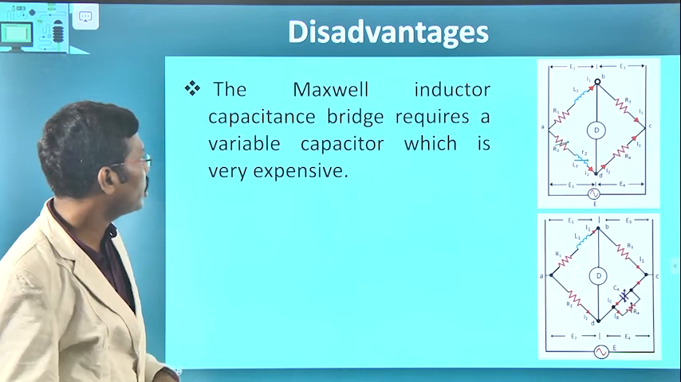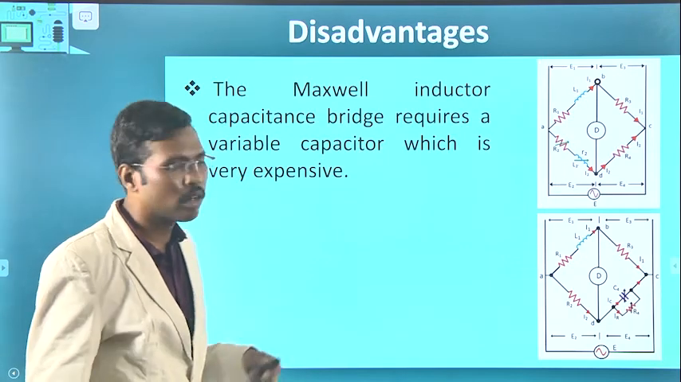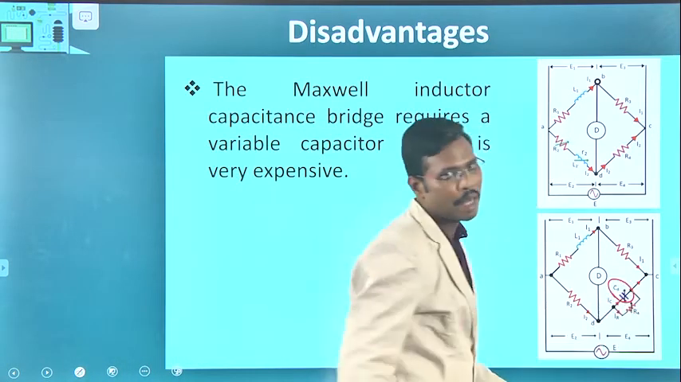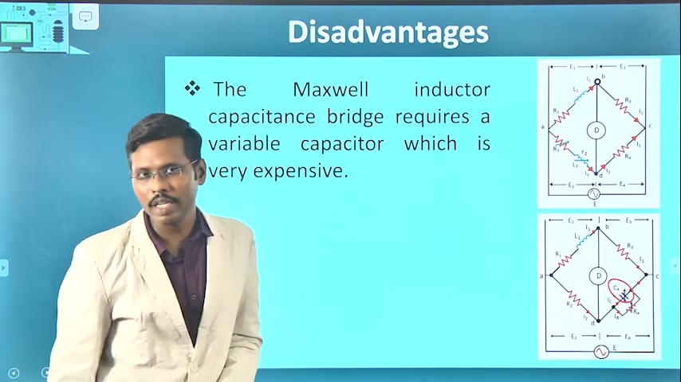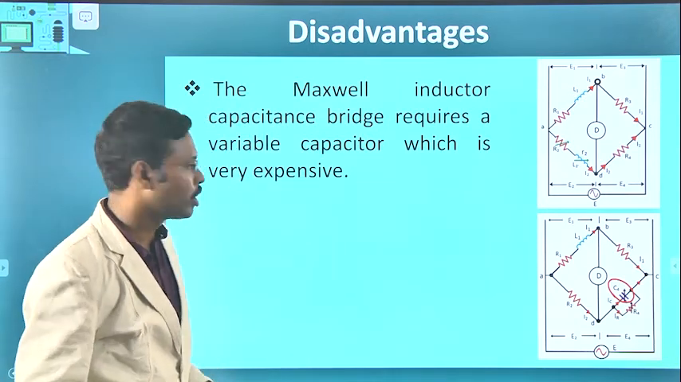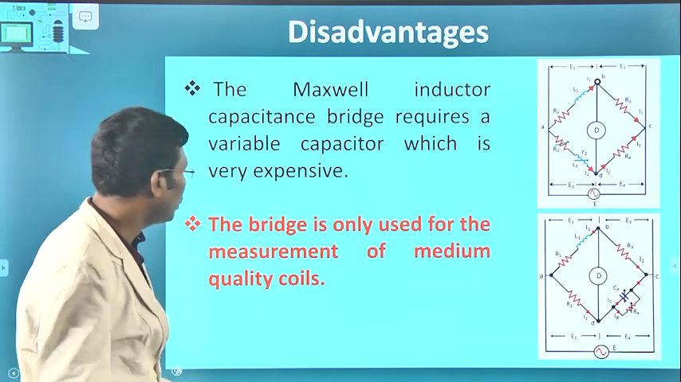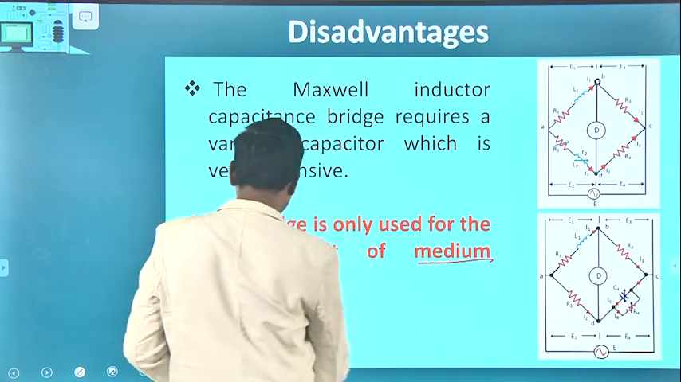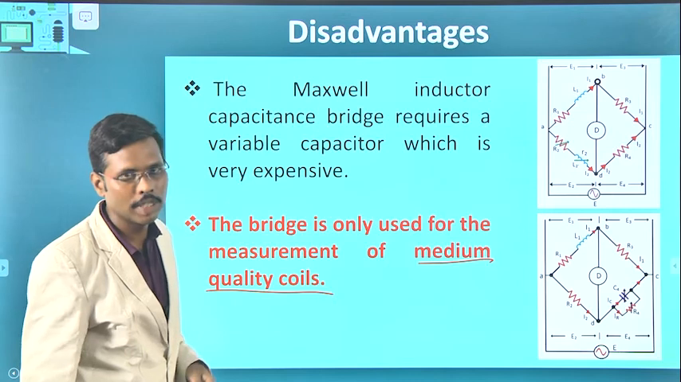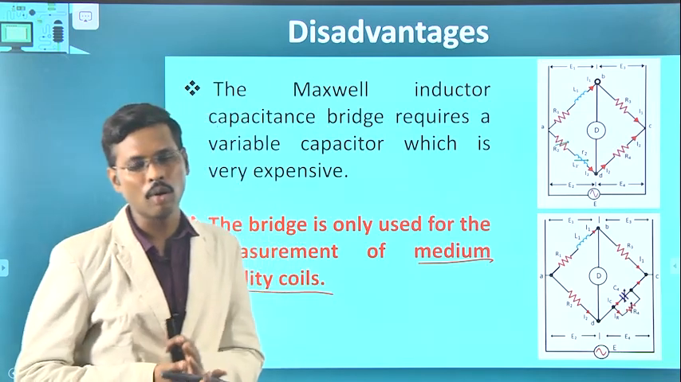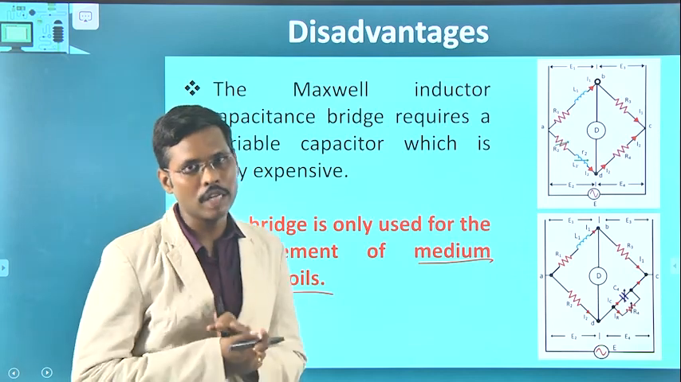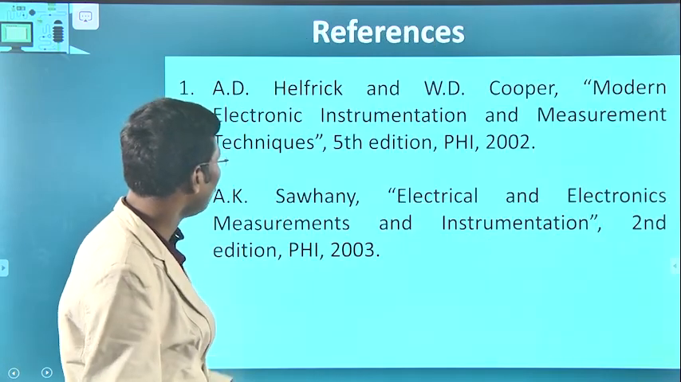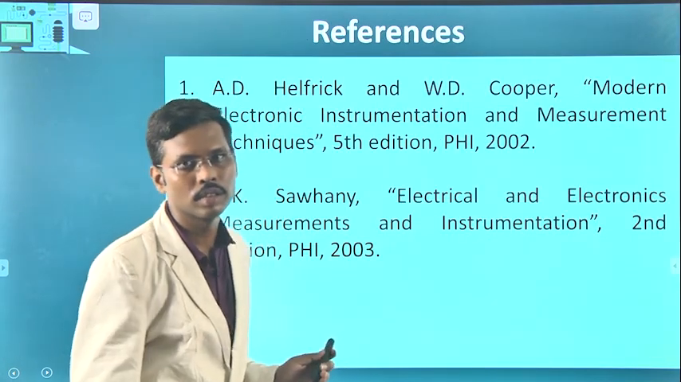The disadvantage of this Maxwell inductive capacitance bridge is that it requires a variable capacitor, and variable capacitors are very high in cost, so the circuit will be very costly. The bridge is used only for the measurement of inductive coils which have a medium quality factor. We can use these Maxwell bridges for measuring the inductance of coils having only medium quality factor. This is the major limitation of these Maxwell bridges, and these are the references for this lecture.